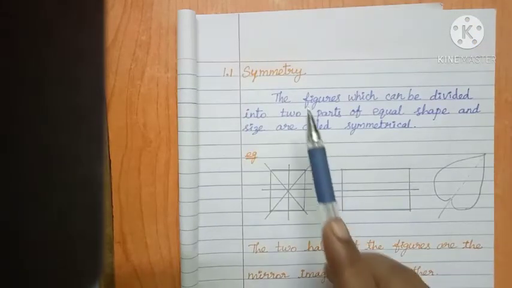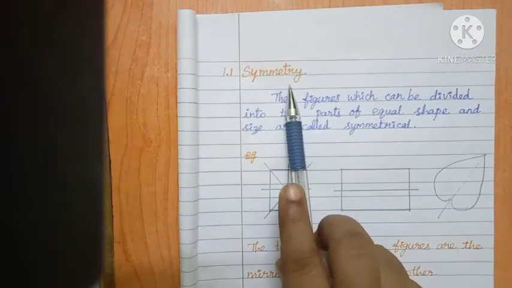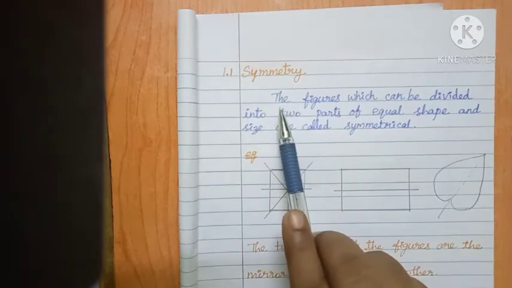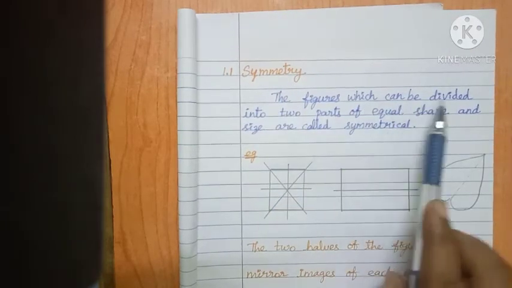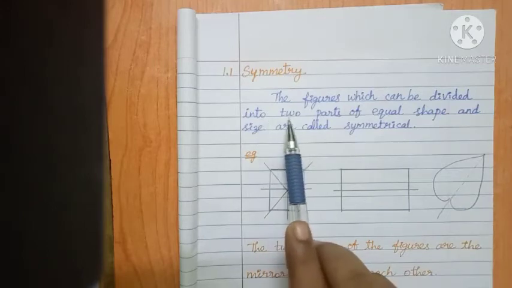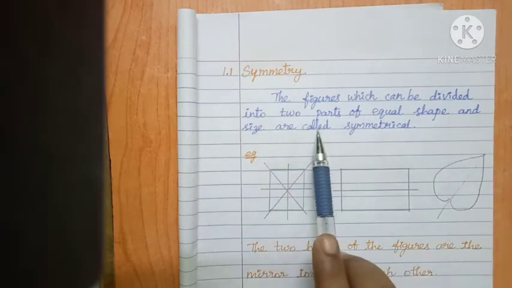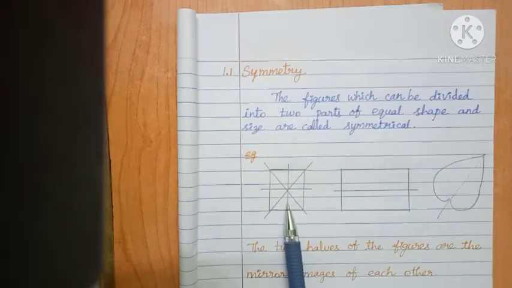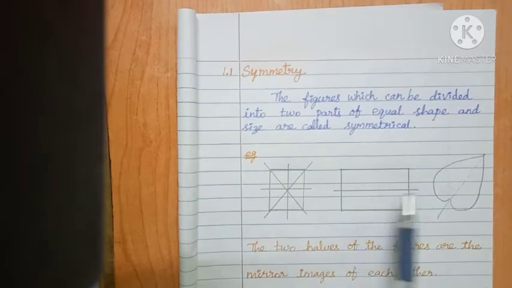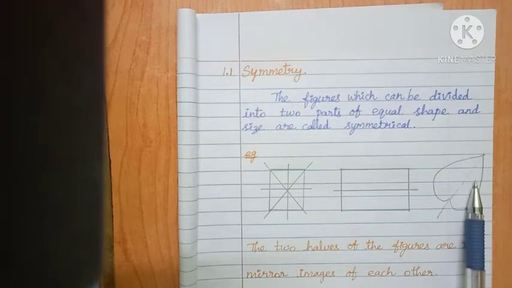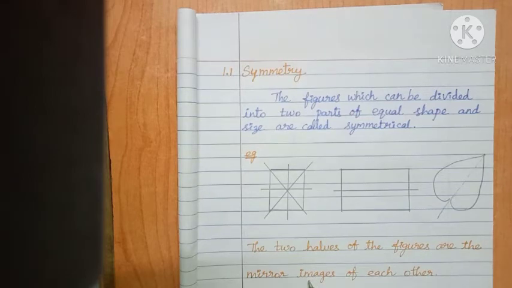The next one, write in your classwork 1.1. Exercise: symmetry. The figure which can be divided into 2 parts of equal shape and size is called symmetrical. Here I have taken a square shape, rectangle shape and a leaf. So you cut the line or draw the line. Then you get a mirror image. The opposite side has the same image. That is called a mirror image.